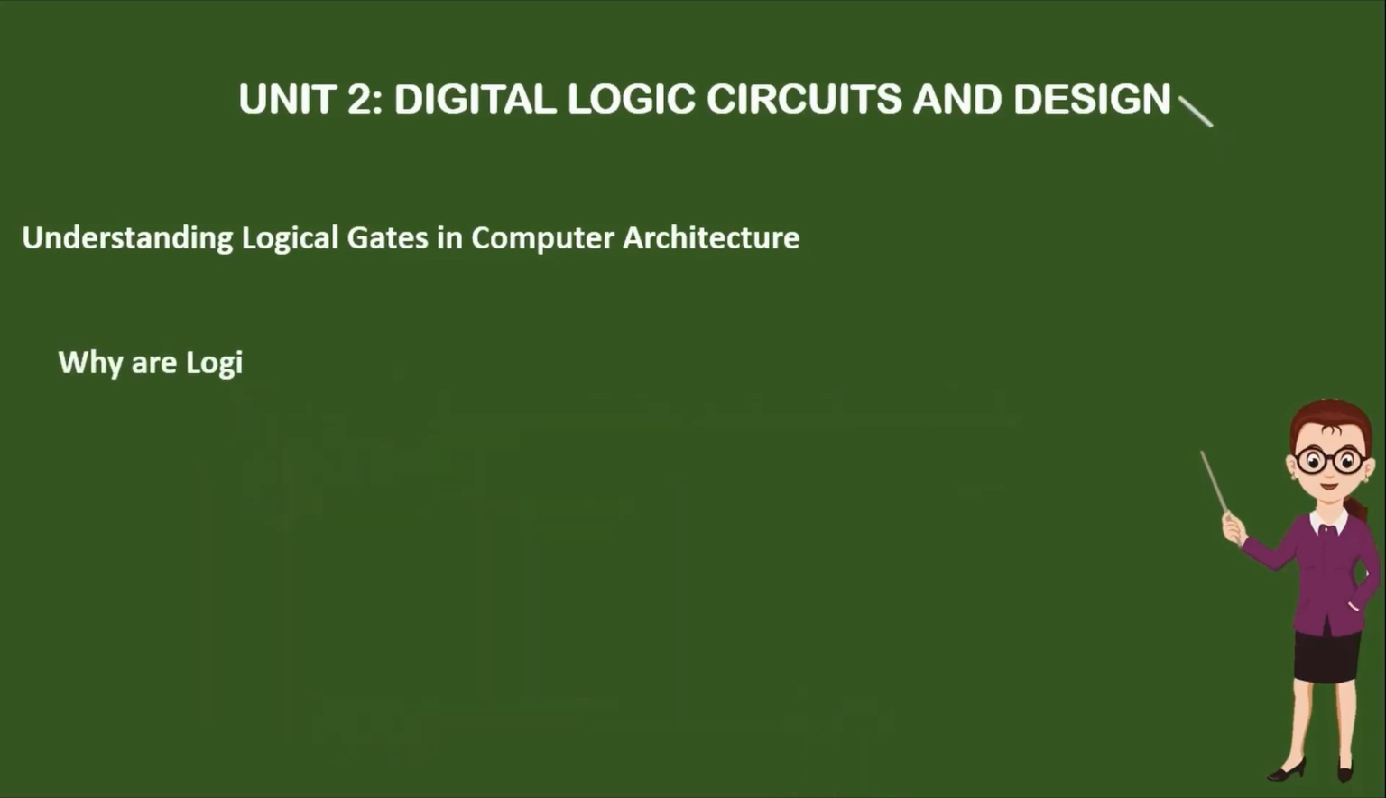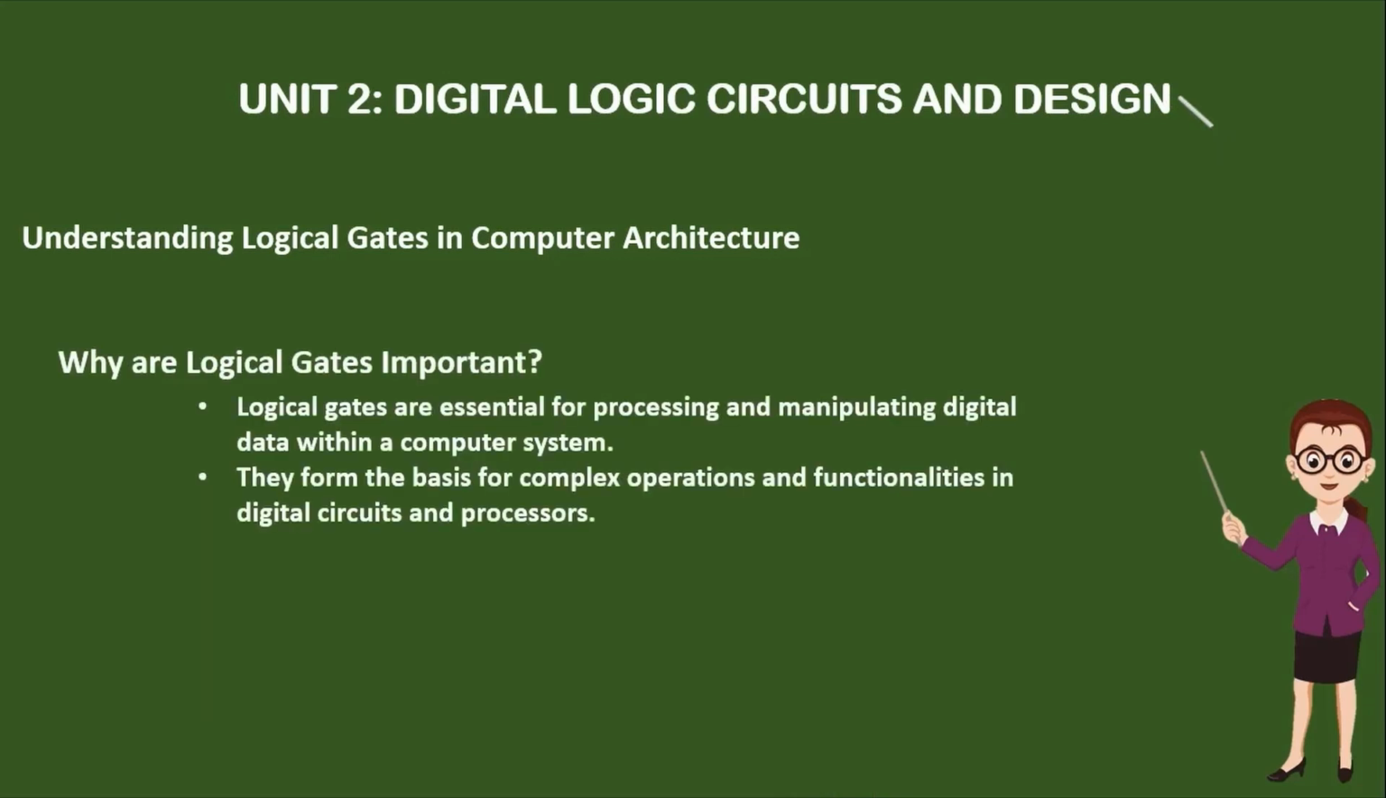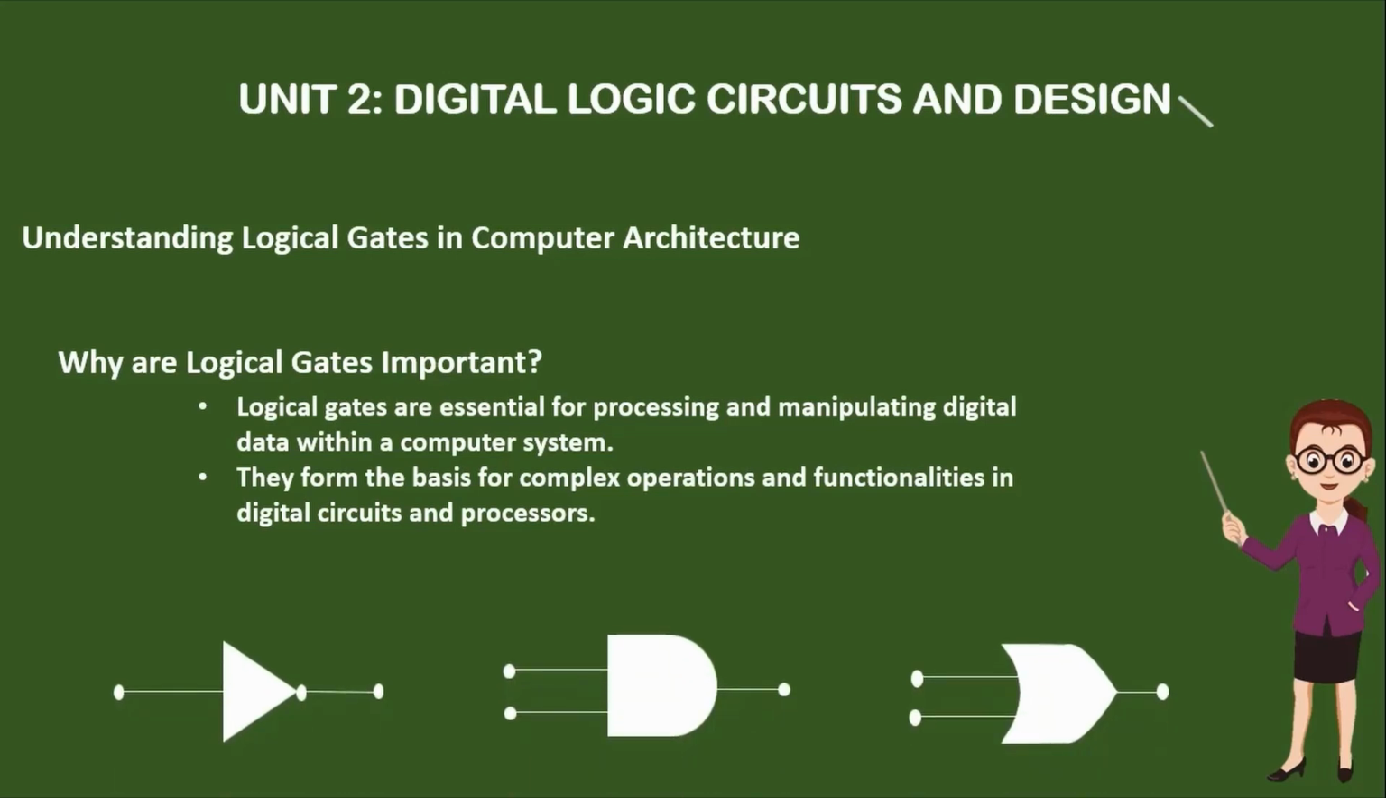Why are logic gates important? Logic gates are essential for processing. They are used to process the data, and also to manipulate digital data. They form the basis of complex operations and also the functionalities in digital circuits and processors. They help us understand the complex operations, and also how everything functions within digital circuits and processors. So these are the common types of logic gates. We will understand about them in detail in the next slide.